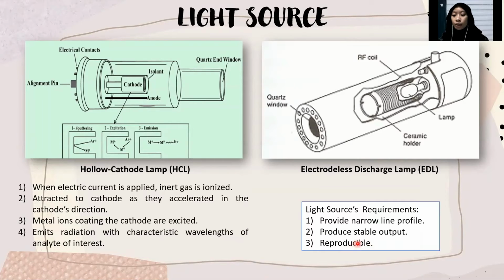Firstly, it should be able to provide a profile of narrow lines with little background as well as the ability to produce a stable output. Other than that, it should also be reproducible with sufficient intensity. These requirements basically ensure that a high signal to noise ratio can be obtained.